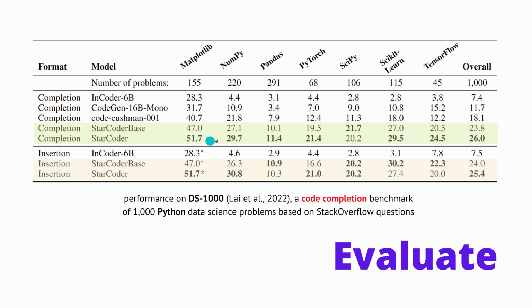And you see this is more or less a consistent picture that goes through. If you look at InCoder, a 6 billion parameter model, overall 7.4, you go with StarCoderBase 23.8, and then you have 26. And if you do the same exercise now on code insertion, you see that the results are more or less consistent. And please notice the jump from a 6 billion parameter model to just a 16 billion parameter model that also has an advanced architecture is significant.